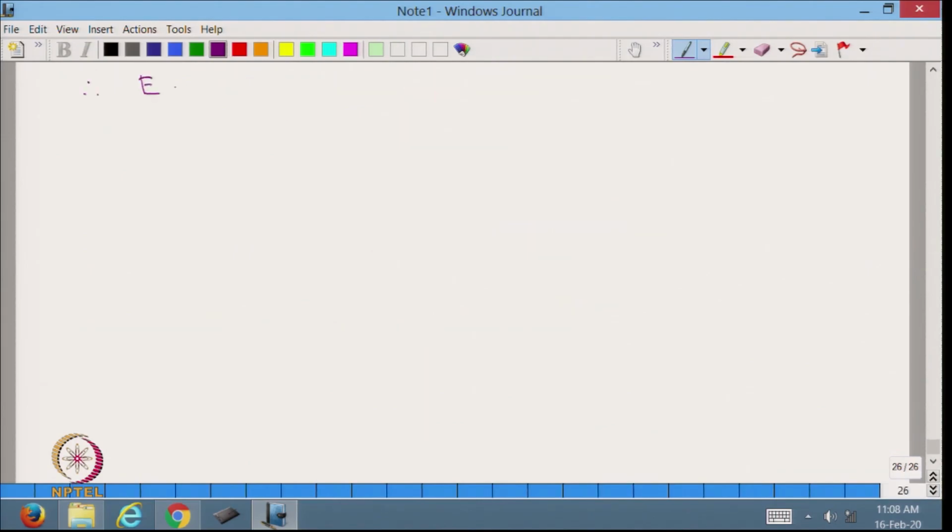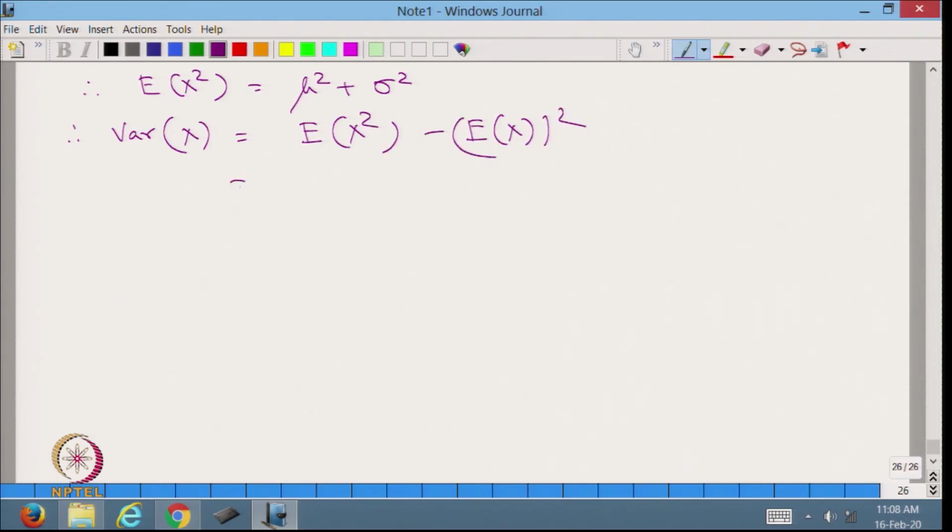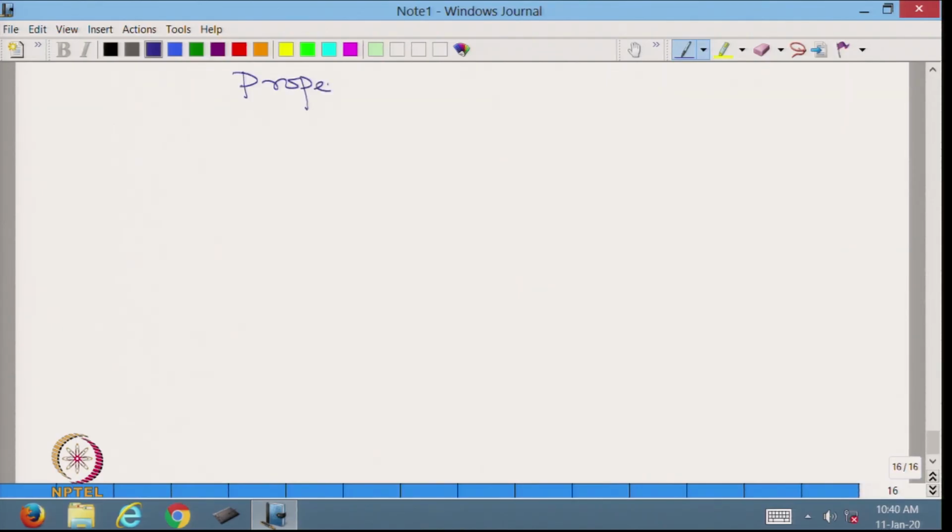Therefore, expected value of x square is equal to mu square plus sigma square. Therefore, variance of x is expectation of x square minus expectation of x whole square, which is equal to mu square plus sigma square minus mu square, which is equal to sigma square. Let us now investigate certain properties of variance.